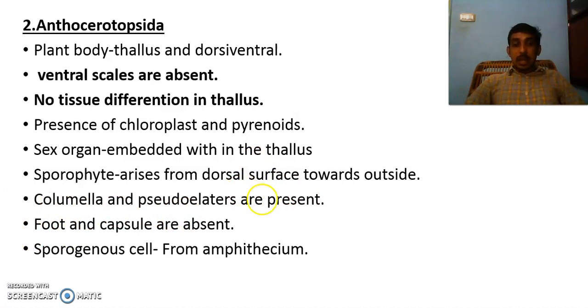Foot and capsule are present. Sporogenous cells usually arise from the amphithecium. Seta is not well developed. In the case of Anthocerotopsida, foot and capsule are present, but seta is not well developed.